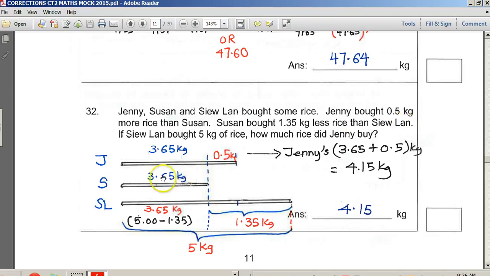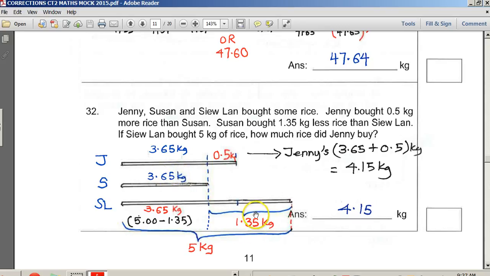Now where is Susan? This is Susan. Susan bought less than Siu Lan. Now Siu Lan has more. This part, more by how much? 1.35 kg. So you draw a line which is longer than Susan by 1.35 kg.